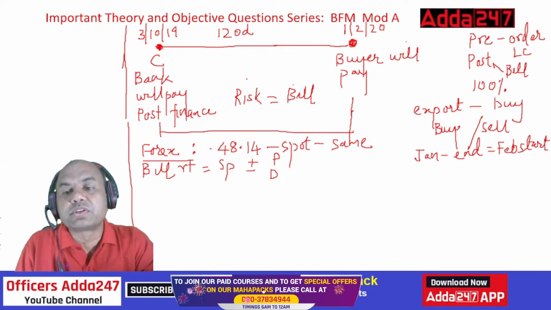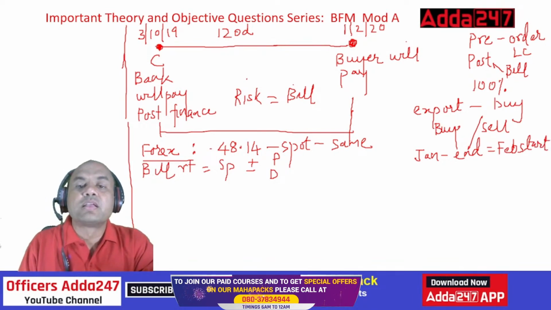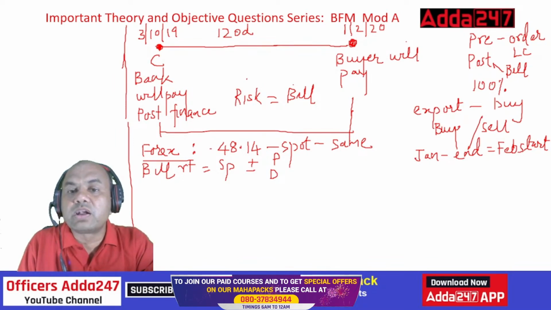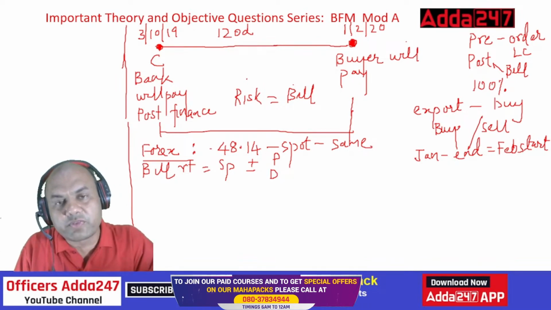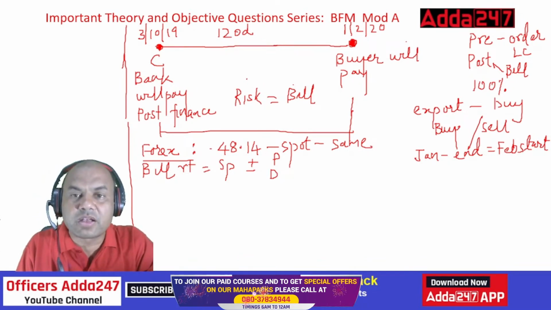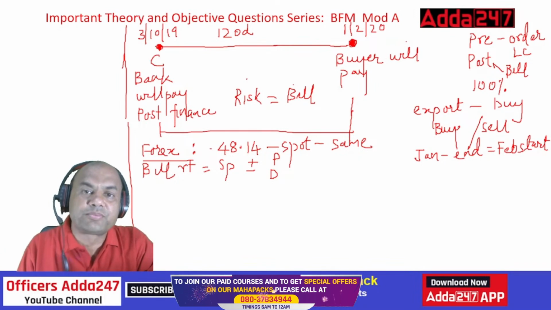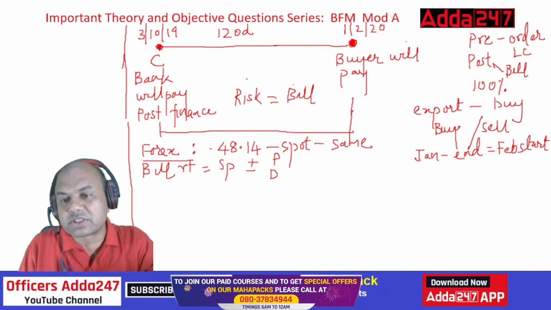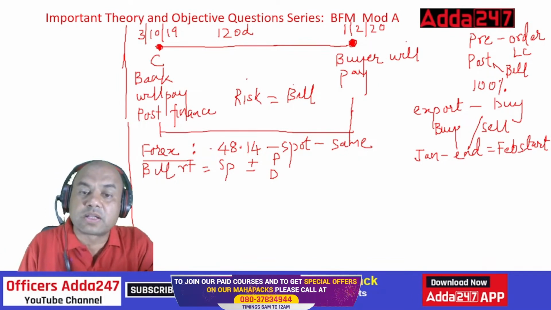So I'll be using the February start rate. What is the date over here? 1/2/2020. 1 means February start. On the first day of every month, I'll be using the same rate which is there for the January end. So February start equals Jan end. So what is my rate now? Let's calculate the rate over here.